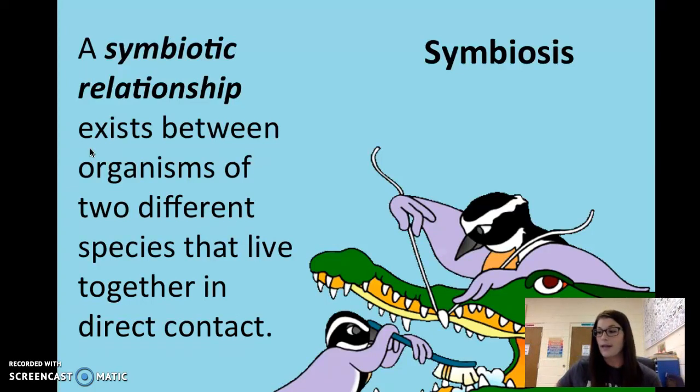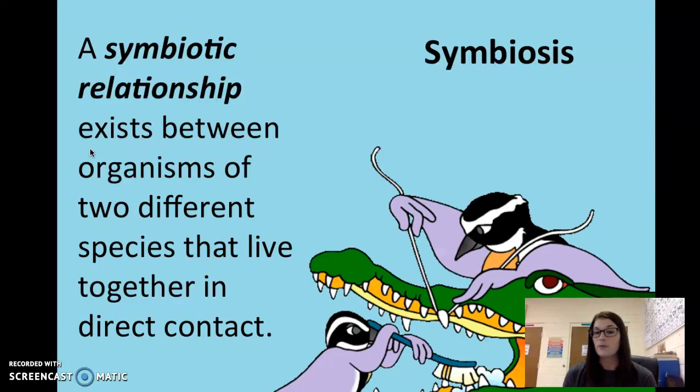What is pictured right now on your screen is a bird brushing and flossing the teeth of an alligator or a crocodile. That's a real thing. That really happens. It's an example of a symbiotic relationship. The bird is actually called a plover, and it usually happens with a crocodile. So these 2 animals coexist. It's kind of a win-win situation.